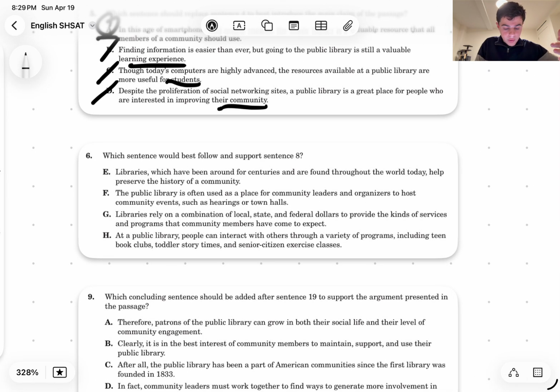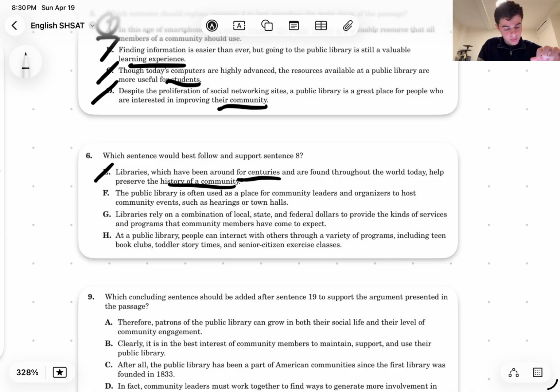Libraries, which have been around for centuries and are found throughout the world today, help preserve the history of a community. Well, that doesn't make sense, right? That's not arguing. That's just kind of reiterating, restating facts, right? It's not really a claim, right? That's not arguing in support of libraries. It's just saying they've been around for centuries, and they help preserve the history of a community. That's not making a claim. That's not supporting the claim we're trying to make, right? So E is wrong.